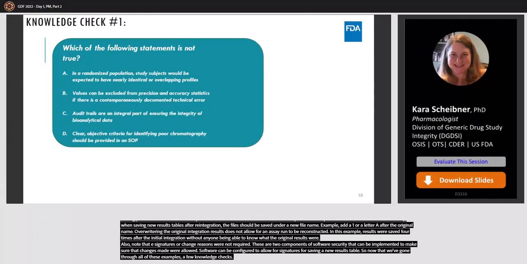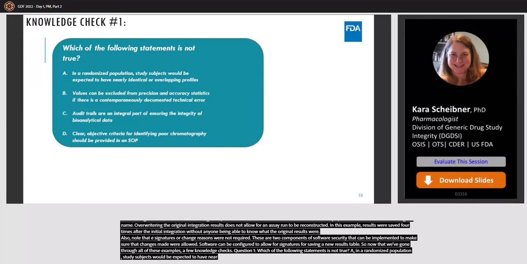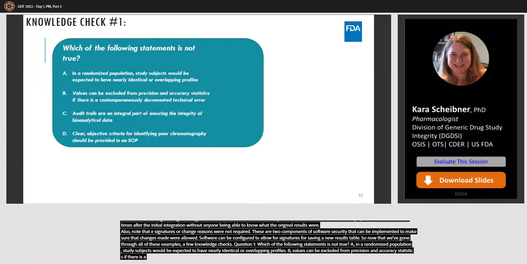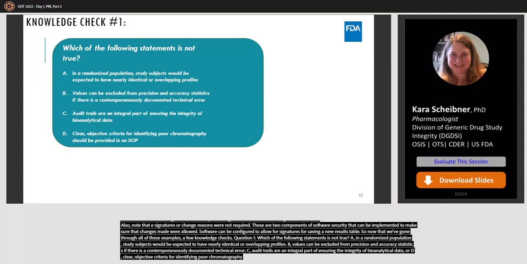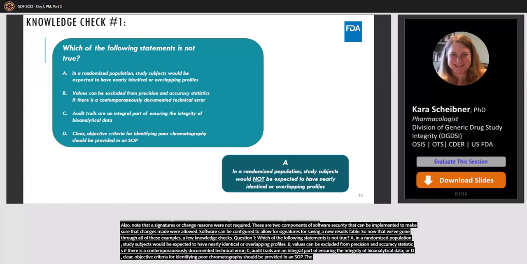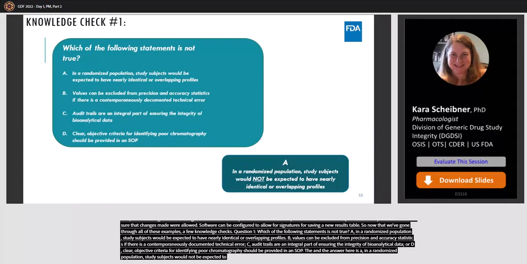Question 1, which of the following statements is not true? A, in a randomized population, study subjects would be expected to have nearly identical or overlapping profiles. B, values can be excluded from precision and accuracy statistics if there is a contemporaneously documented technical error. C, audit trails are an integral part of ensuring the integrity of bioanalytical data. Or D, clear objective criteria for identifying poor chromatography should be provided in an SOP. The answer here is A. In a randomized population, study subjects would not be expected to have nearly identical or overlapping profiles.